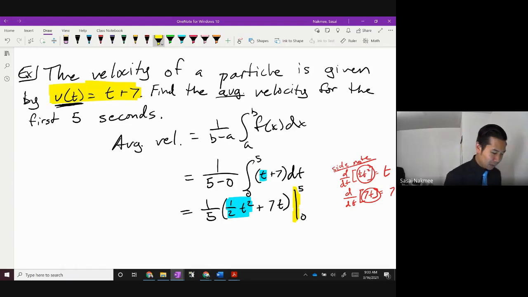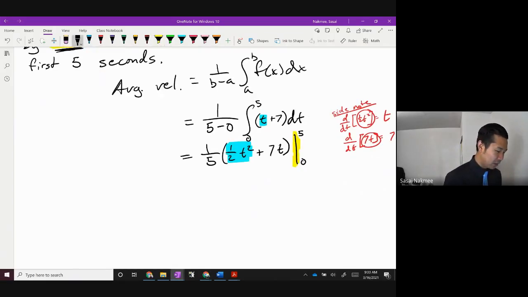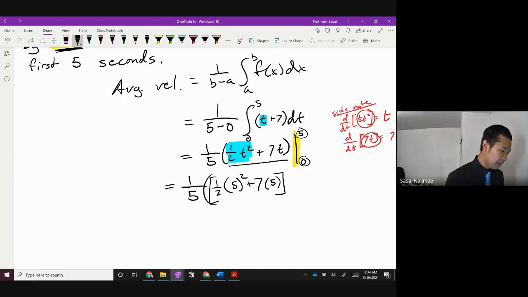Okay? So what this will look like is right here. I'm going to have the 1/2 and 1 over 5 in front, and inside here I'm going to be evaluating the 5 and the 0 for this function in here. So I'm going to have here 1/2 times 5 squared plus 7 times 5. That's the first part of it. And then I'm going to be subtracting this from 1/2 times 0 squared plus 7 times 0.